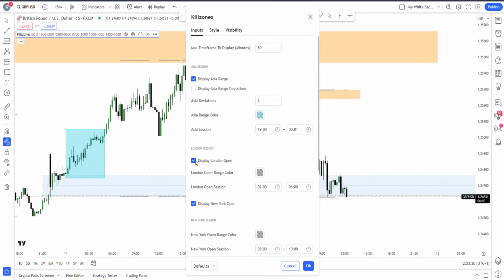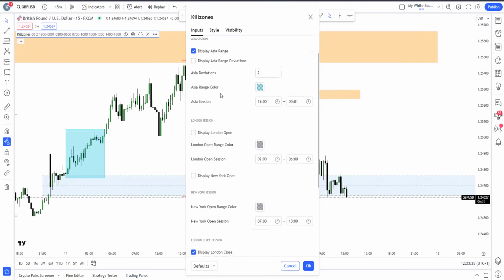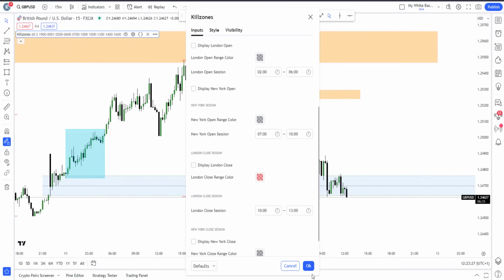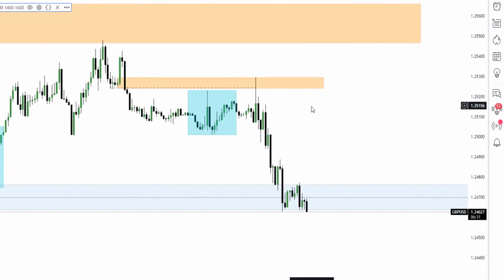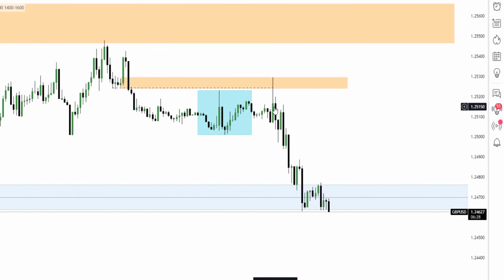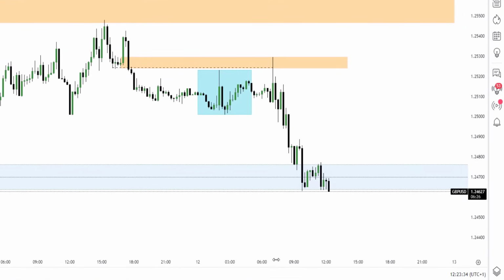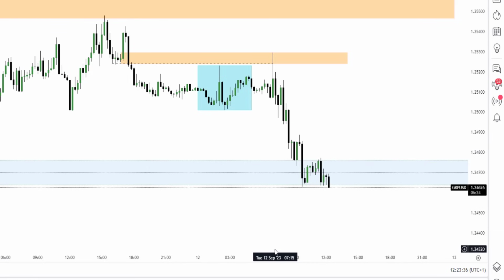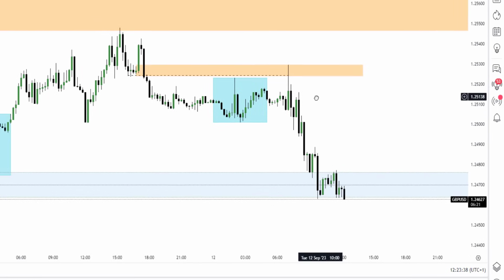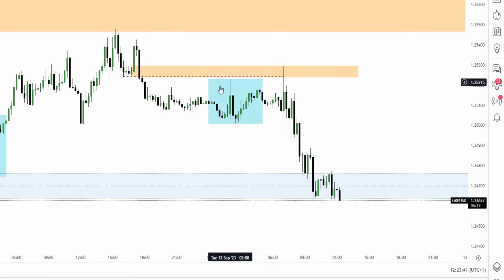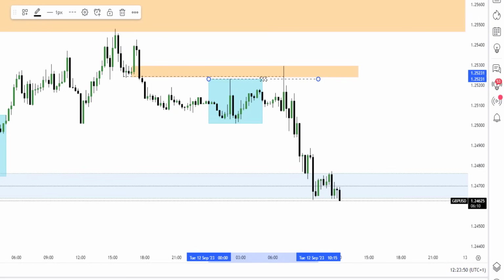Let me just take out display London open, take out this one. I will leave just the Asian range on the indicator. So this is the only thing I need. And this is it, guys. 7 a.m. was here, right there. And after 7 a.m., I saw this sudden push above, sweeping the upside liquidity. That is the buy side liquidity. I saw price push up to sweep the buy side liquidity.